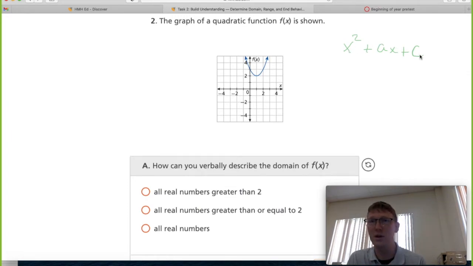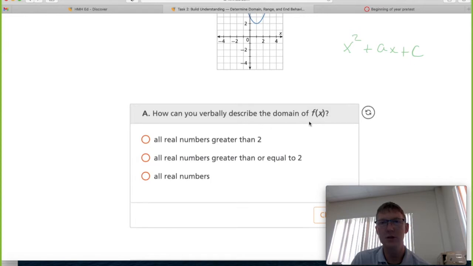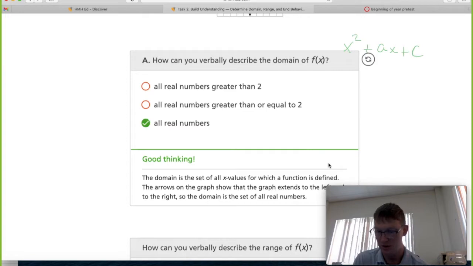If we throw 0 in there, we're going to get C. If we throw negative 1 billion in there, we're going to get a number. I don't know what that number would be, but it would be a number, so that's fine. If we plugged in positive 1,100 trillion, you would still get a number, yes? So how can you verbally describe the domain of f of x? All real numbers. That is all the values of x that we could plug into that function.